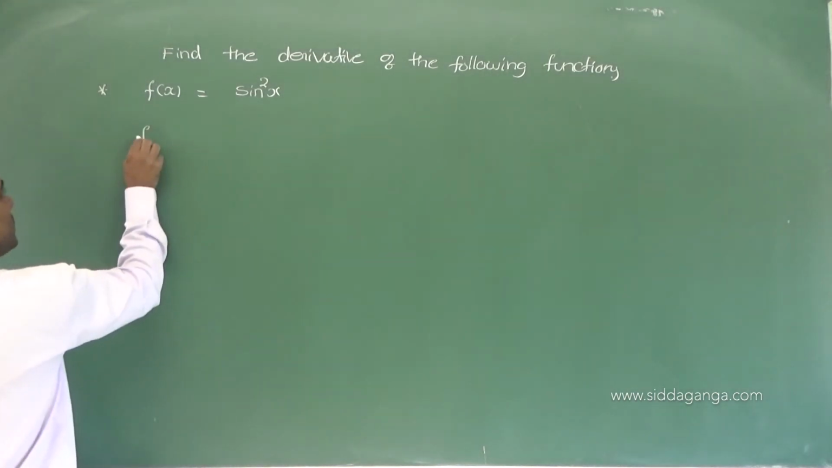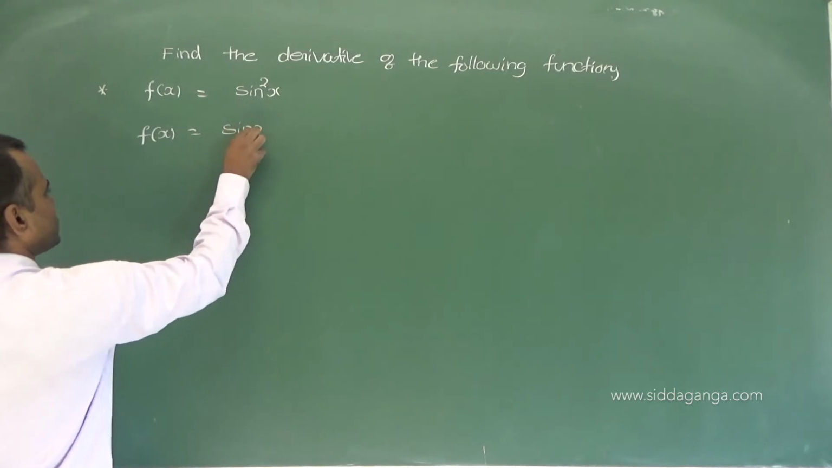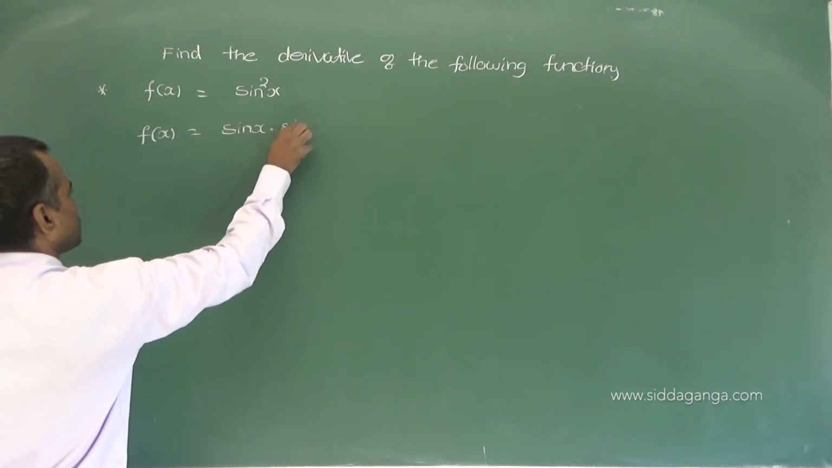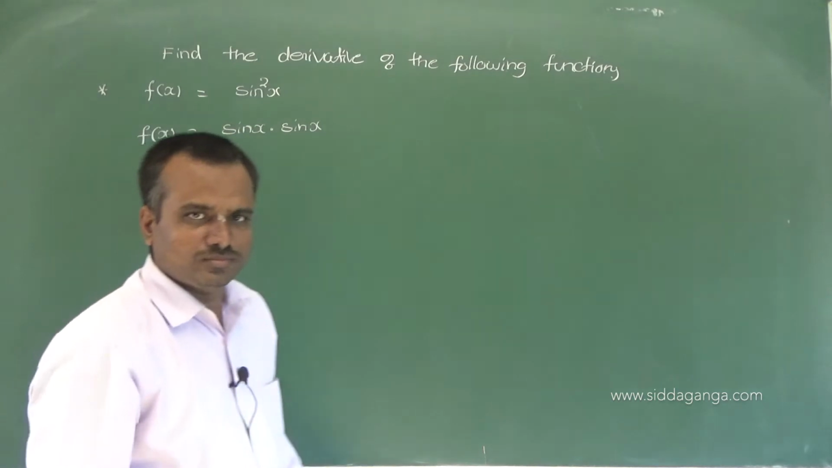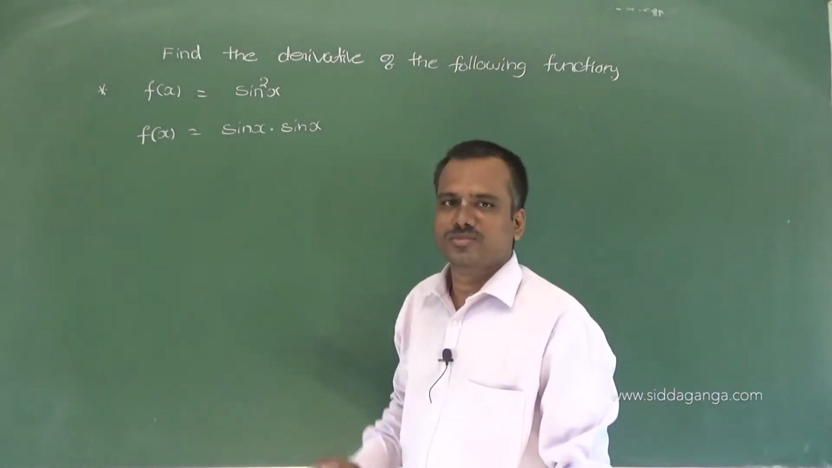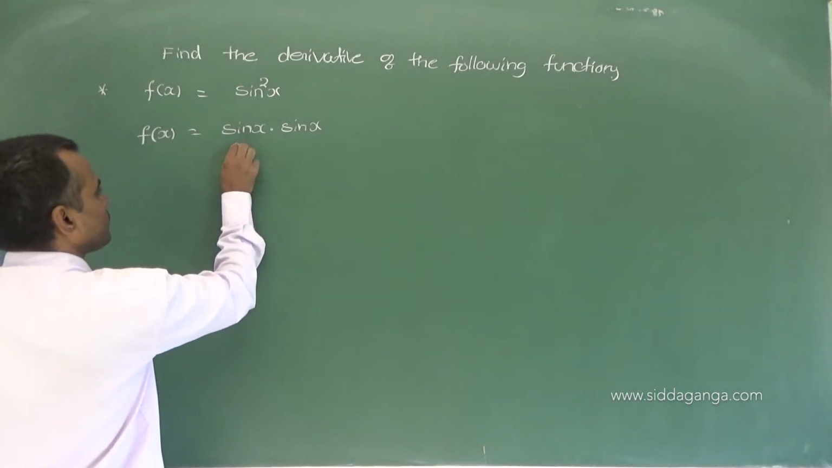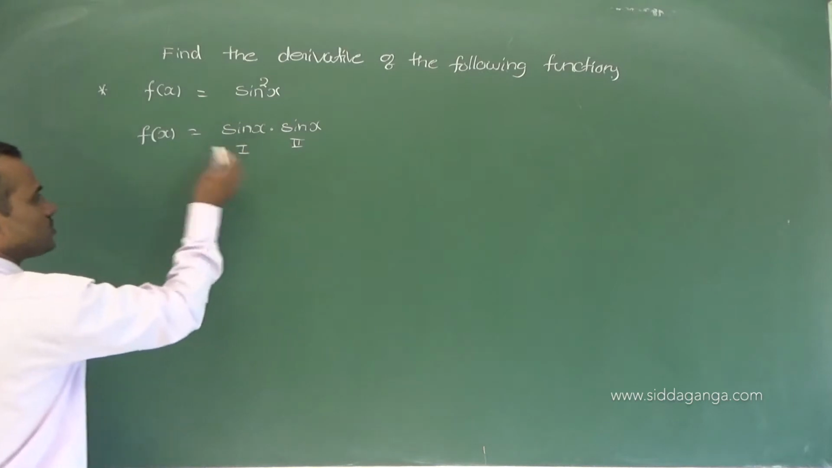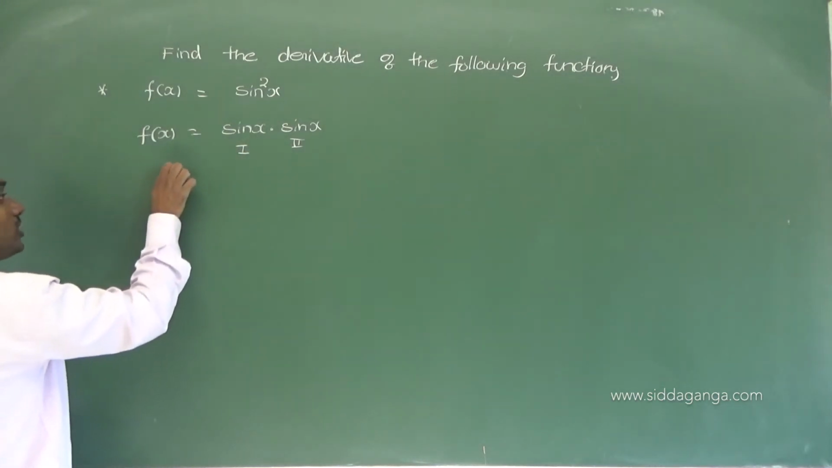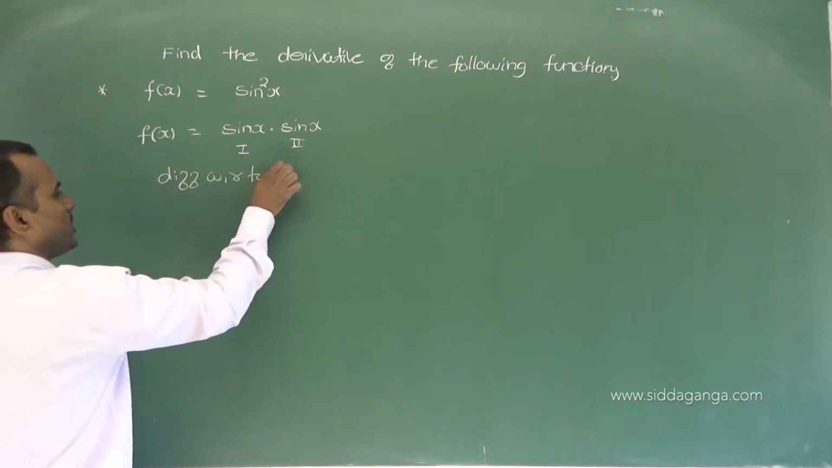So f of x is equal to sine square x, I write sin x into sin x. Correct? No problem. 2 square means 2 into 2. Same way, sin square x means sin x into sin x. So this is the first function, this is the second function. So what do we do? We apply the product rule.